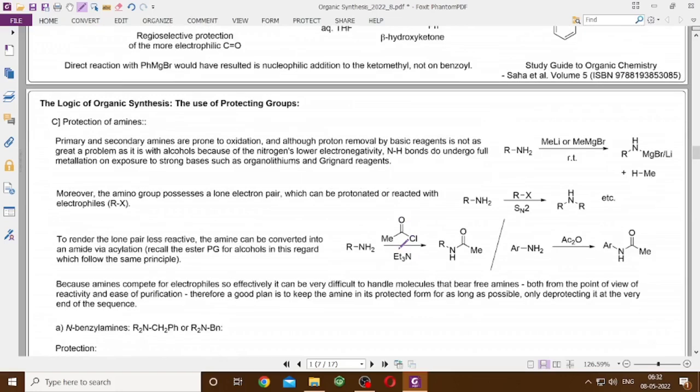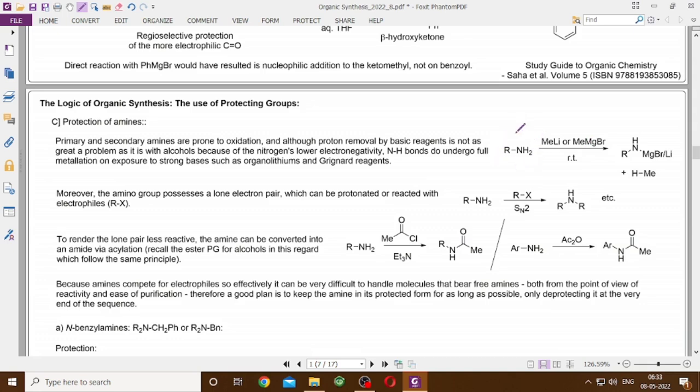Next up is the protection of amines. Amines have much less acidic hydrogen compared to alcohols. The alcohol pKa is like 15, 16, 17, that range. Amine pKa is like 35, so it's much less of a problem. But if you add a very strong nucleophile cum base like methyl magnesium bromide or methyl lithium, then you have deprotonation.